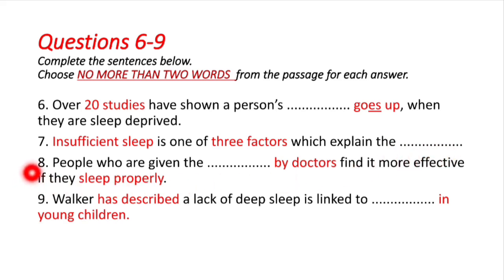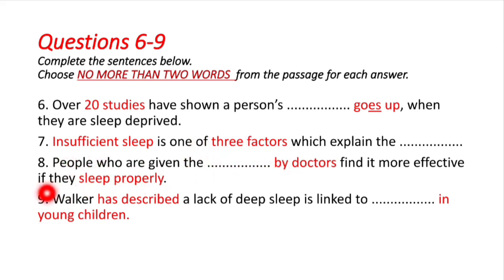And the next one, people who are given the something by doctors find it more effective if they sleep properly. So if people sleep properly, they find it more effective, which means the people to whom doctors give something. So if the doctors give something to people, and if they can, let's say, sleep effectively, that part is going to give us the answer, and we should find what the doctors give to those people, okay? Again, you're going to have a noun here.